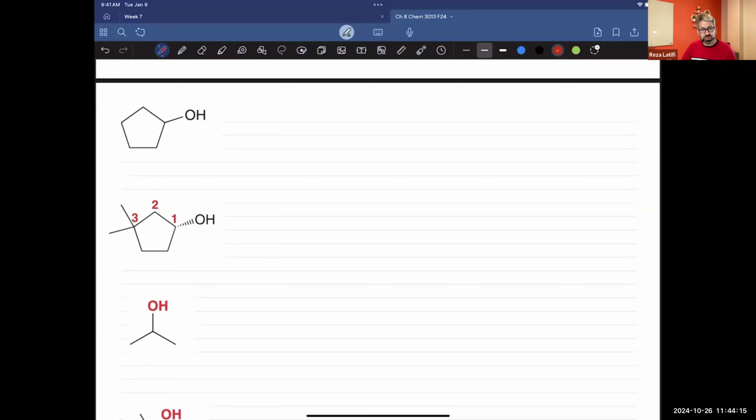In this case, I have a ring made of 5 carbons, and there is an alcohol attached to it. So how do I name it? If it's a saturated compound, just an alkane, made simply of carbon and hydrogen, this is the way you name it: you say cyclo, and then pentane. And if you have an alcohol, you say cyclopentane and then add the OL at the end. So it will be cyclopentanol.